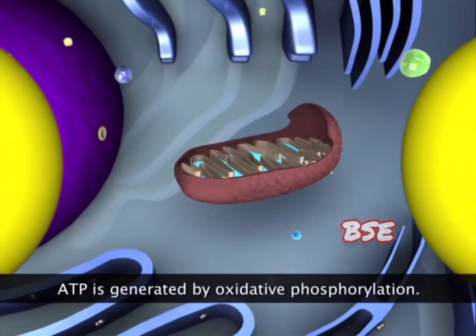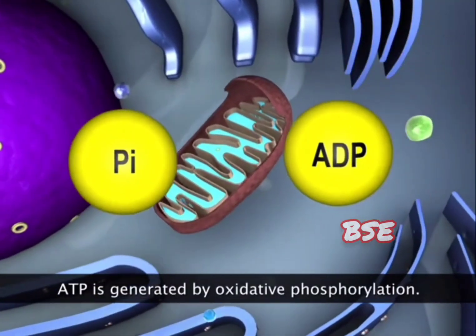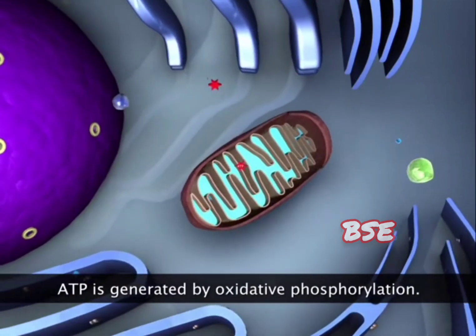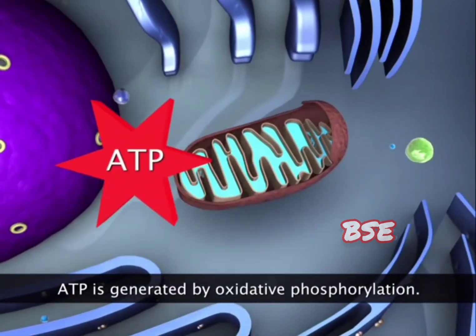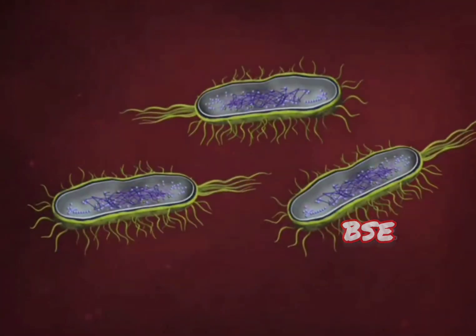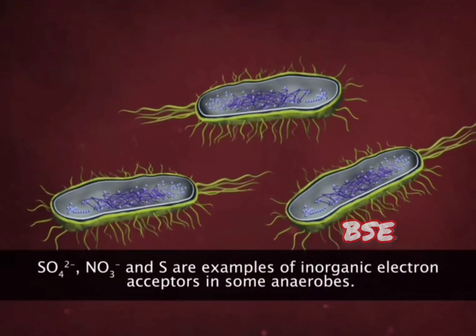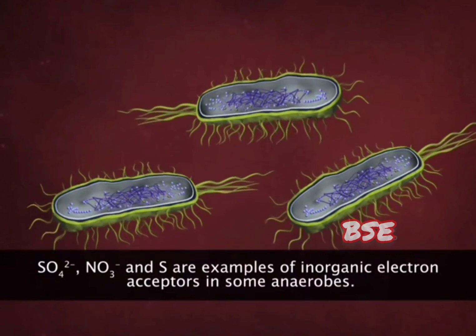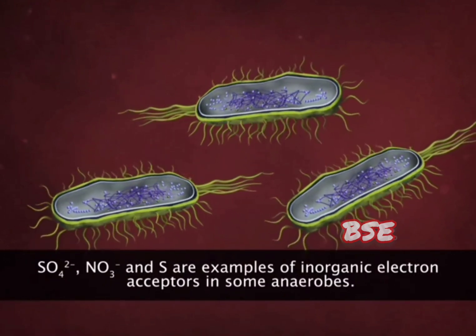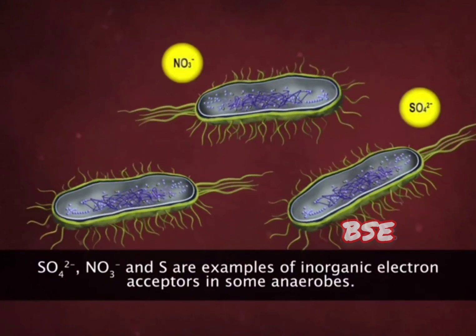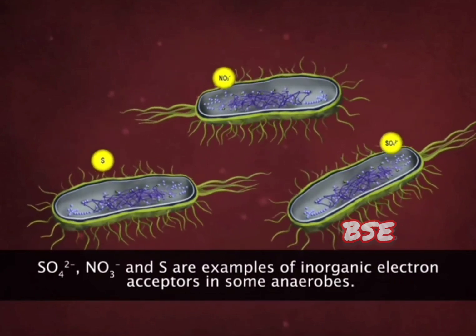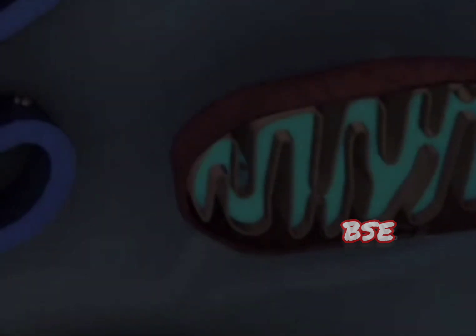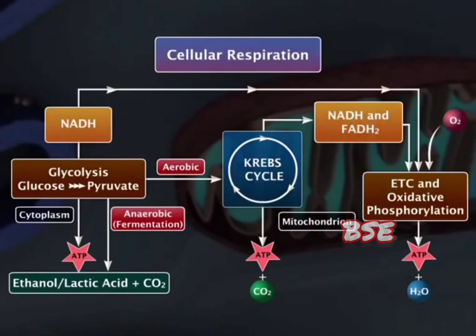When electrons flow from organic substrates to oxygen, energy is yielded for the generation of ATP from ADP and inorganic phosphate. This process is called oxidative phosphorylation. In anaerobic bacteria, the final electron acceptor is not oxygen, but other inorganic chemicals such as sulfate, nitrate, and sulfur. So, now you know how your cells produce energy.